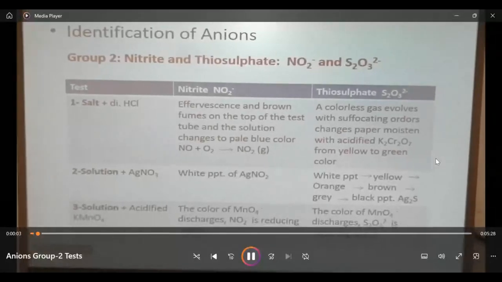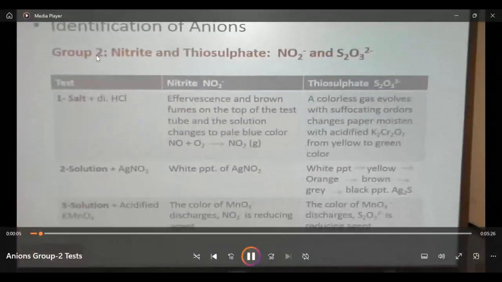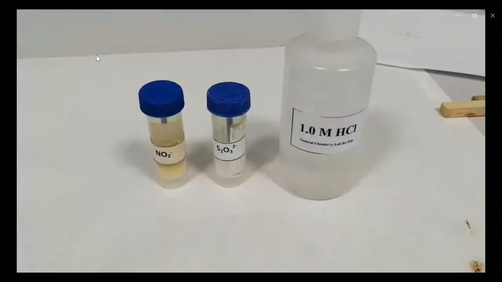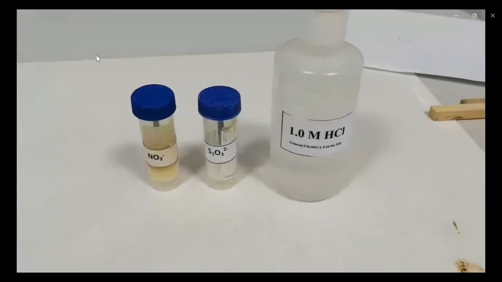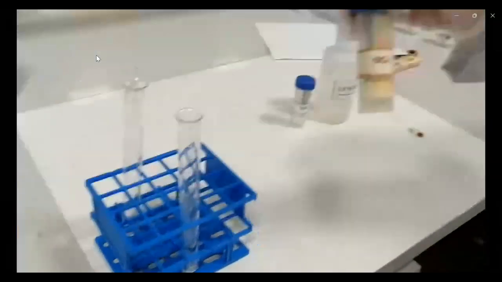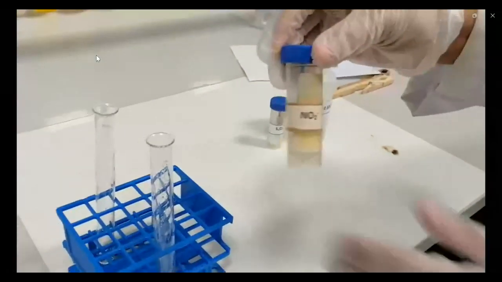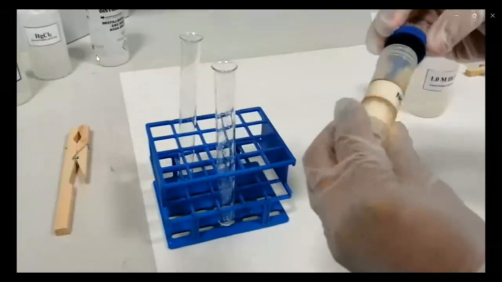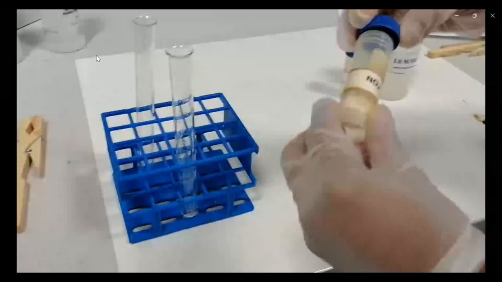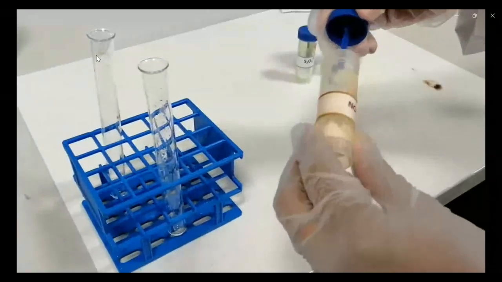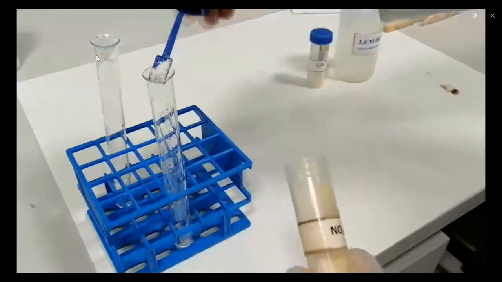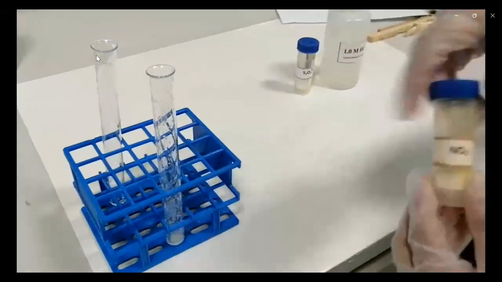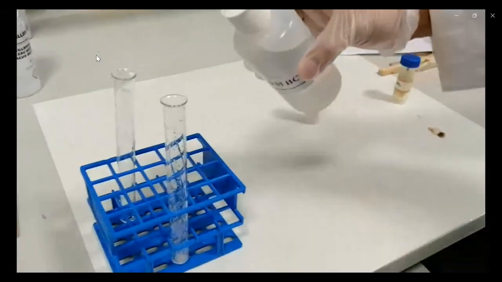This is the second part of the first group. Forget about this number 2, still group 1, the dilute HCl group. Now we're going to the primary test. The primary tests you have to do on the solid salt. This is nitrite, NO2 minus. Just a few crystals, and then add the group reagent, which is dilute HCl.